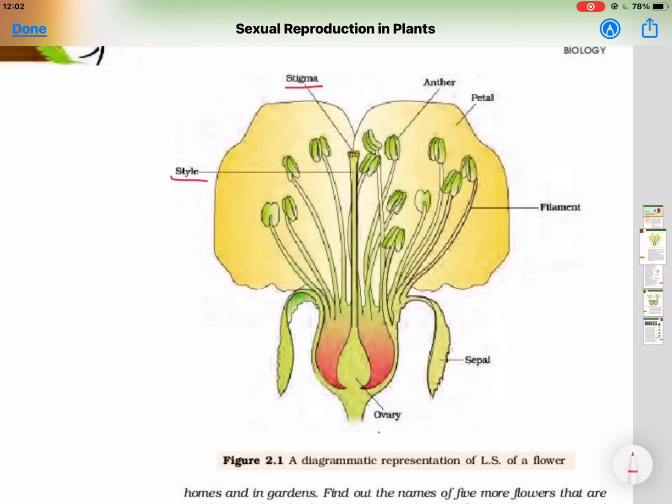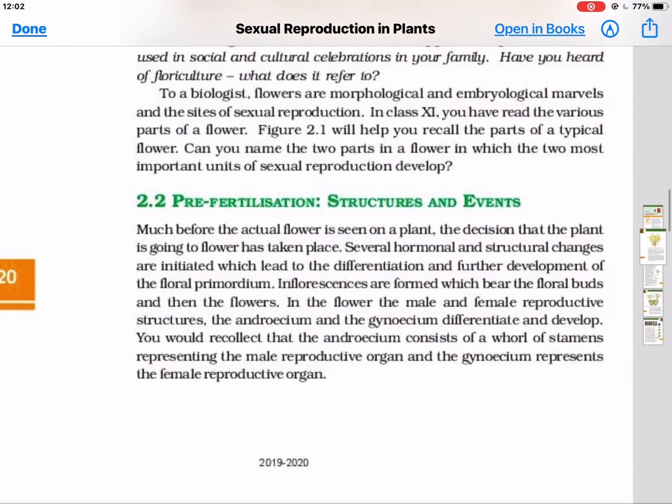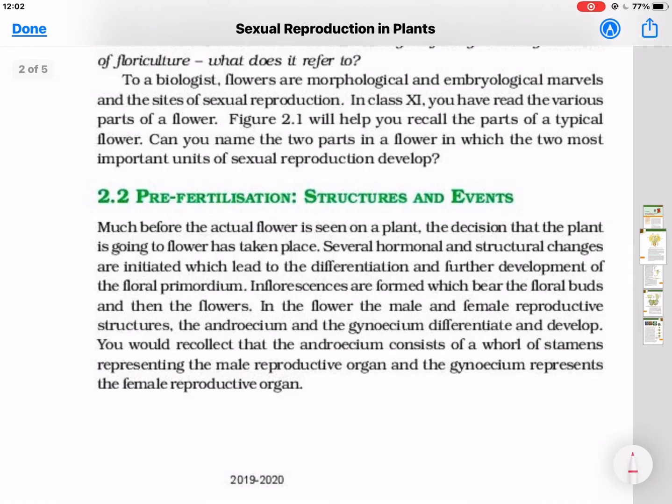The male part is known as stamen. It consists of anther and filament. So in this chapter we will study about the sexual reproduction in flowering plants. Topic 2.2 Prefertilization, structures and events.